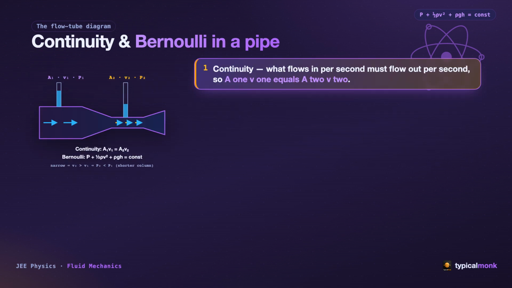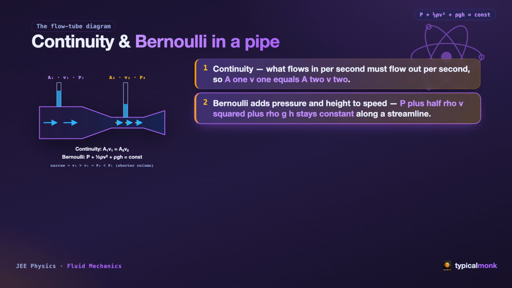Look at this flowing pipe carefully, because it hides two ideas working together. First, continuity. Whatever volume of fluid enters a pipe each second must leave it each second, so area 1 times speed 1 equals area 2 times speed 2. Squeeze the pipe and the flow must speed up. Second, Bernoulli's theorem, which ties pressure and height into that same speed. Pressure plus half rho v squared plus rho g h stays constant all along one streamline.